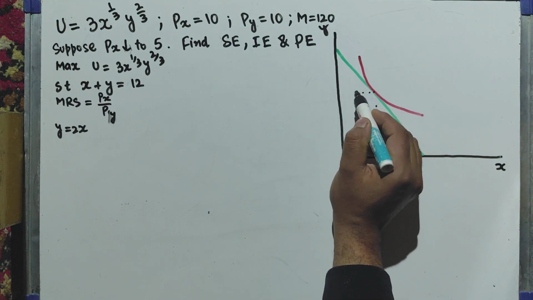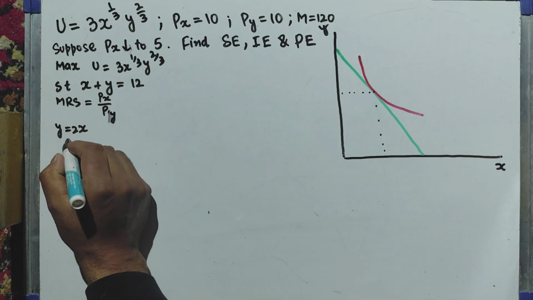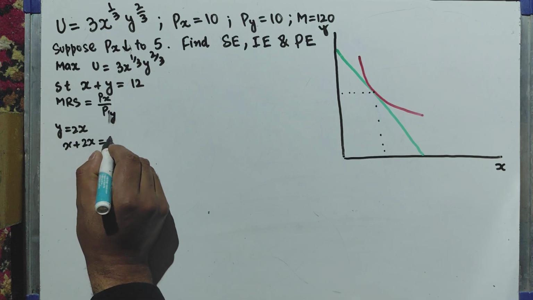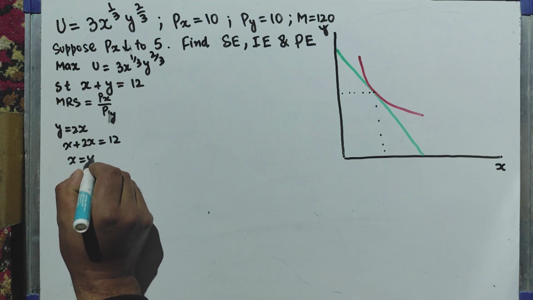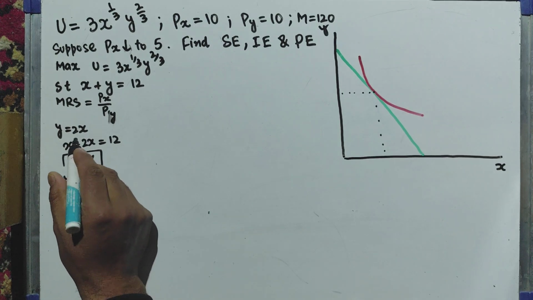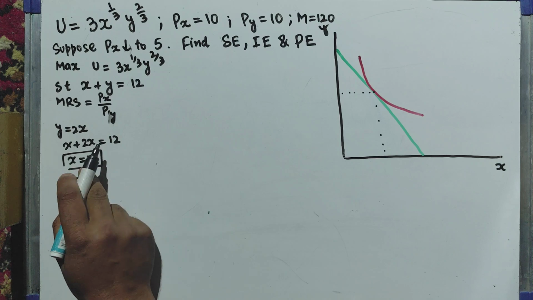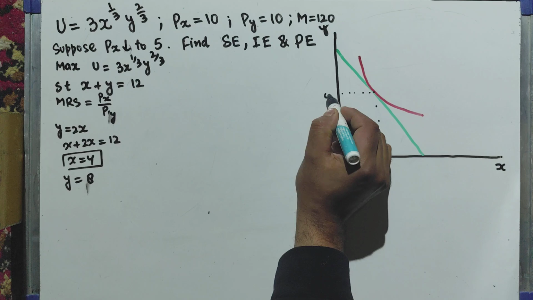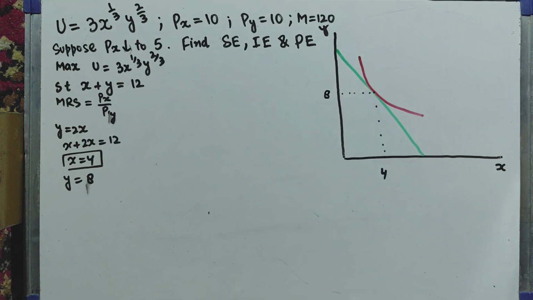and let us find out here, since we got Y is equal to 2X, plug it into the budget constraint. So we will get X plus, in place of Y, 2X again, should be equal to 12, which is 3X is equal to 12, or X is equal to 4. Now what is Y? Y will be equal to 2 into 4, which is equal to 8. So the consumer is demanding 8 units of good X and 4 units of good Y initially.